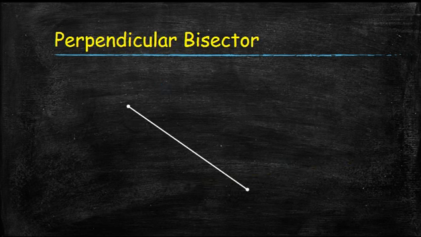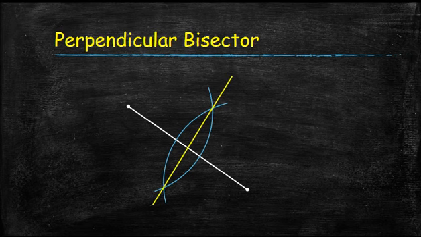A perpendicular bisector is where we take the compass point on either end of our line segment and then we make a swipe through, and what's going to end up looking like a football. Then we're going to connect each end of that football. When we do that, that creates a perpendicular bisector.